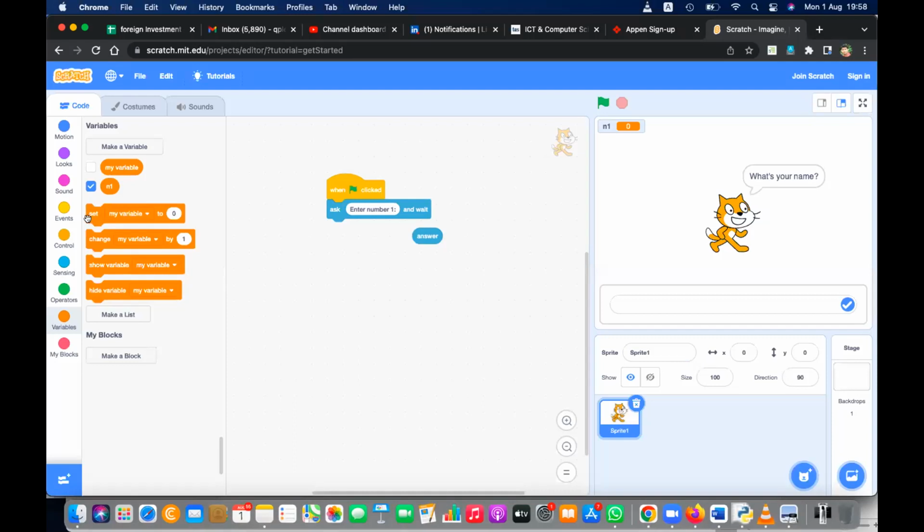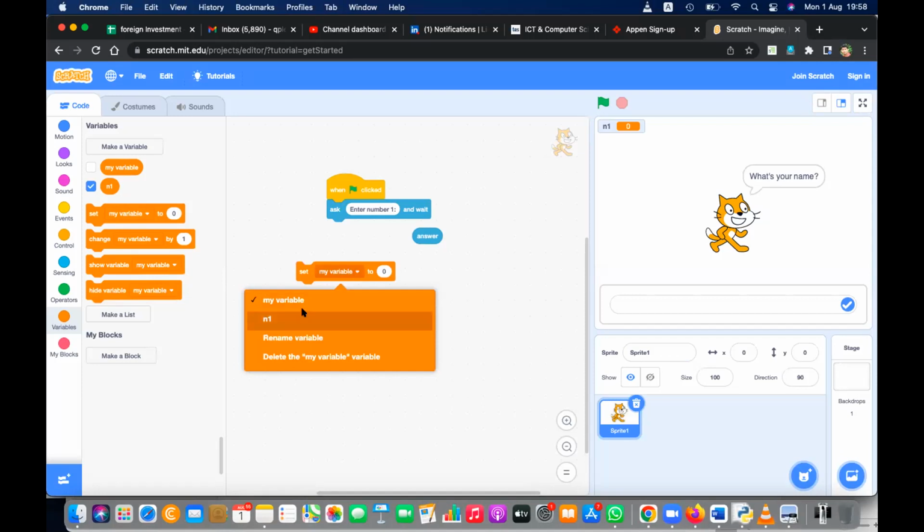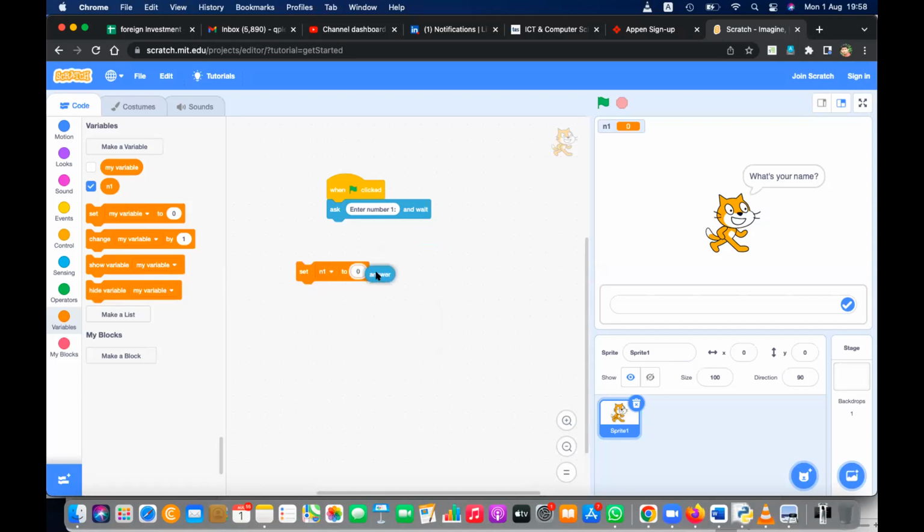Then you can see n1 is here. I can drag the first instruction here, set my variable, but this time I'm changing it to set n1 to the answer. I can drag the answer and put it here.